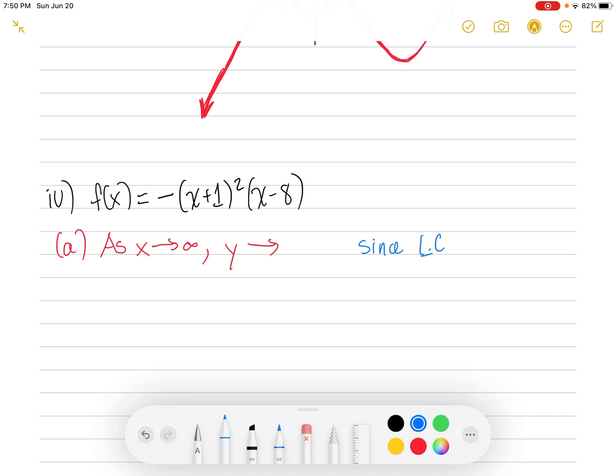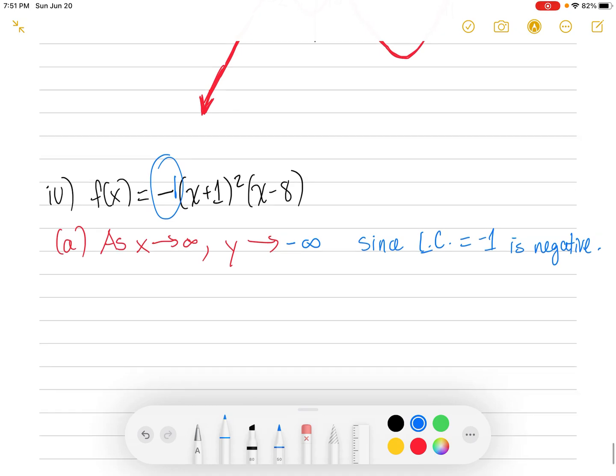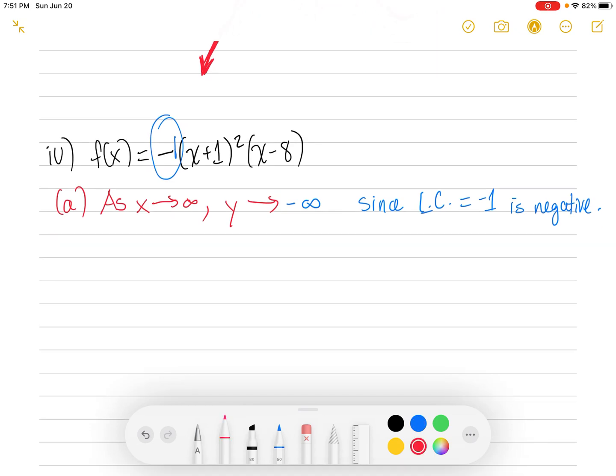Well, we're going to focus on the leading coefficient. So since the leading coefficient, the LC, is -1, right? You have a -1 right here. Is negative. Since the leading coefficient is negative, what can we say about the y value on the right side? Well, the y value goes down. Y goes to negative infinity. So as x goes to infinity, y goes to negative infinity, since the leading coefficient is negative.